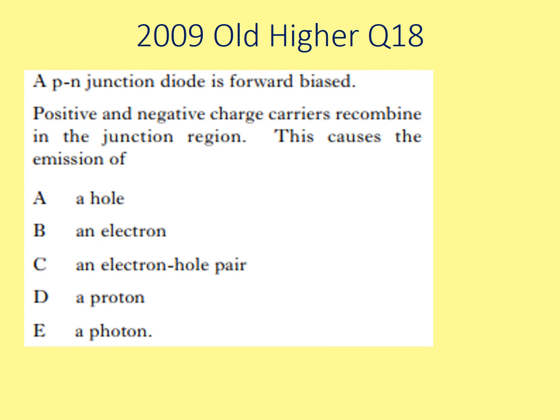2009 Old Higher Question 18. A p-n junction diode is forward biased. Positive and negative charge carriers recombine in the junction region. This causes the emission of a photon.